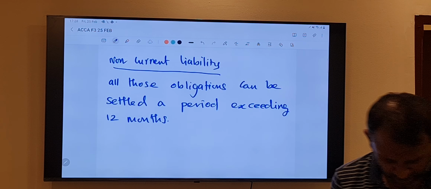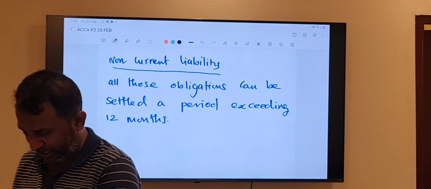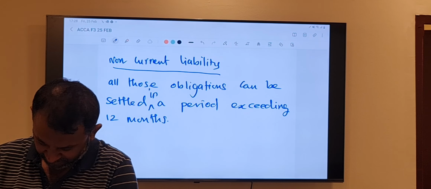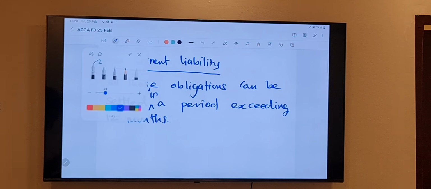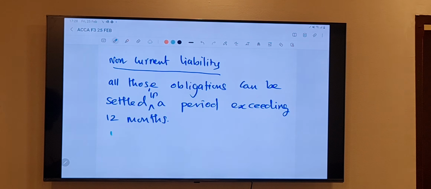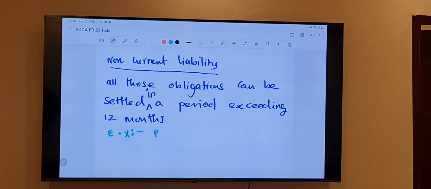All those obligations that can be settled in a period exceeding 12 months are known as non-current liabilities. Example, bank loan.